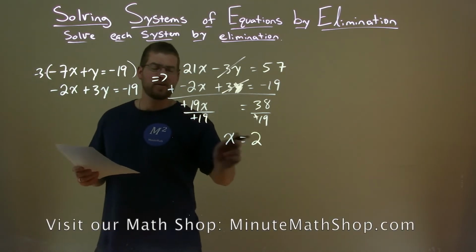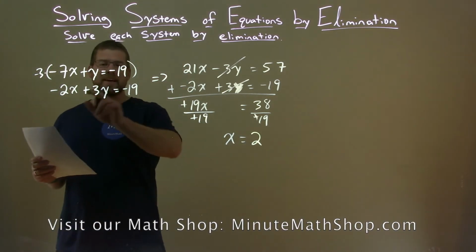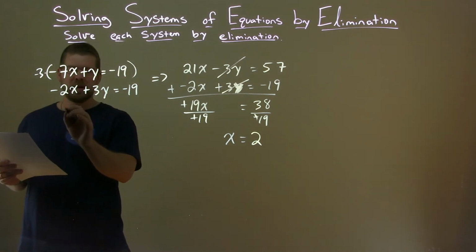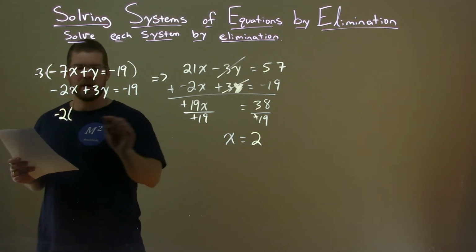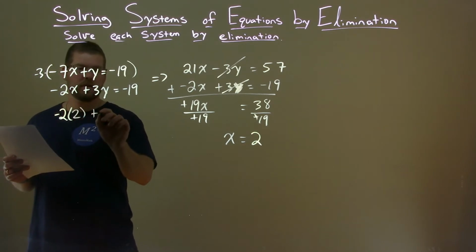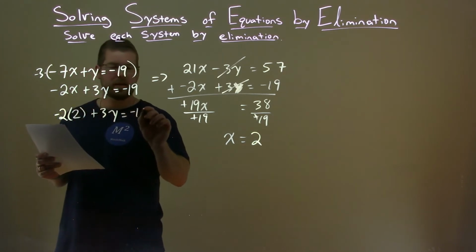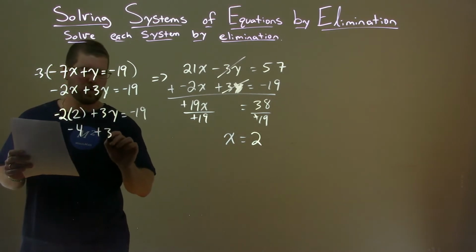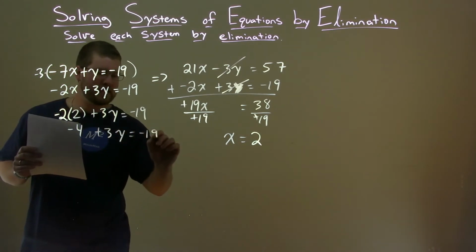All right, x equals 2. We got to plug that in and solve for y. So let's go to the second equation. I think that looks easier. Negative 2 and for x, or positive 2 and for x, we have 3y equals minus 19. 2 times a negative 2 is a negative 4 plus 3y equals negative 19.